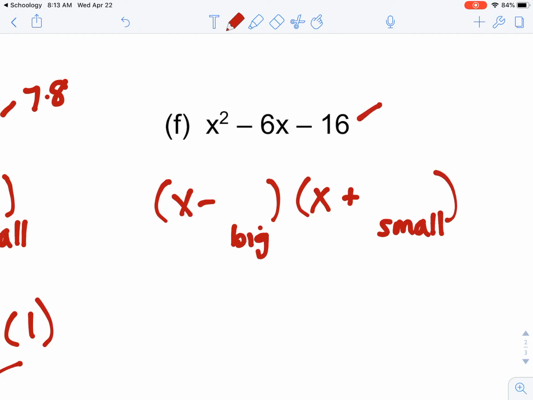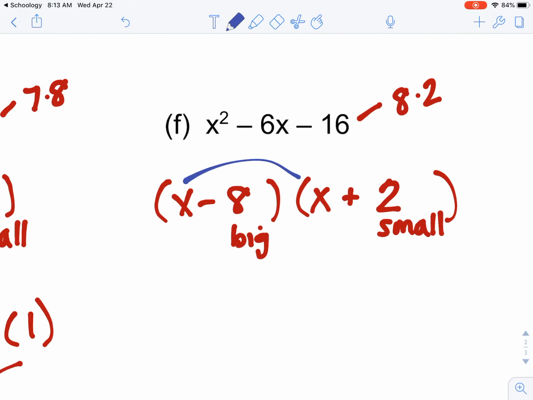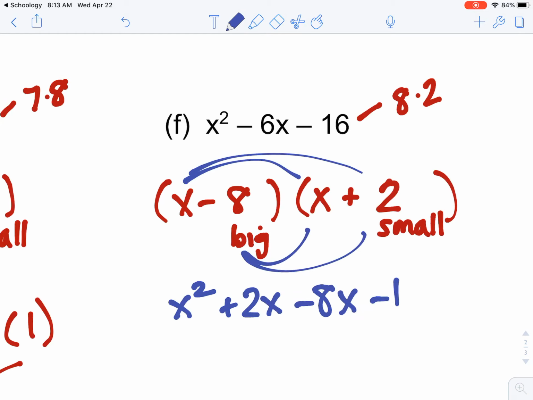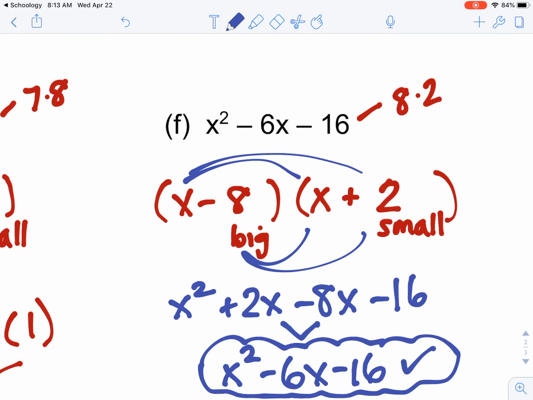Okay, minus and minus. So I'm going to have x minus the big number, x plus the small. So I'm looking for factors of 16 that subtract to equal 6. So I have 8 and 2. So x minus 8 times x plus 2. Now as you're doing these, you can always check. So we have x squared plus 2x minus 8x minus 16. Combine like terms. And we can see that we get to the same equation as the original. So my answer checks.